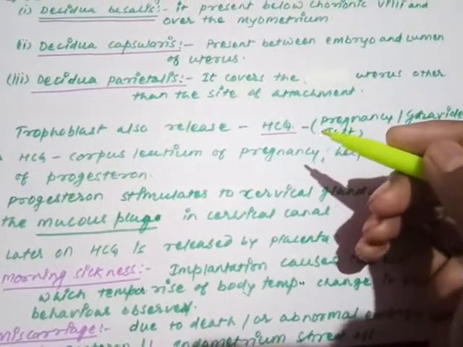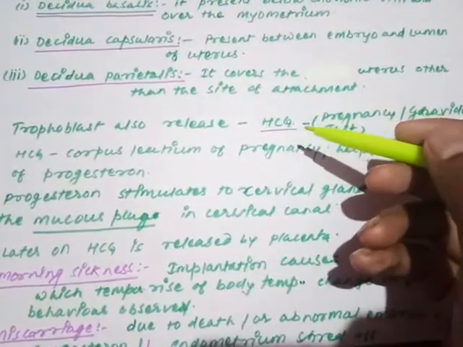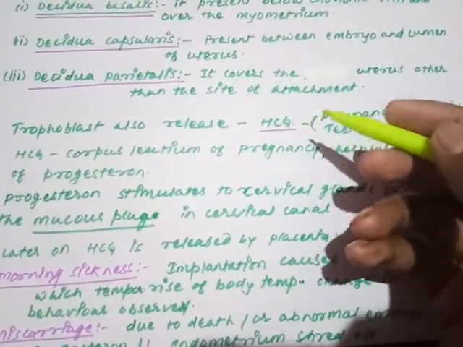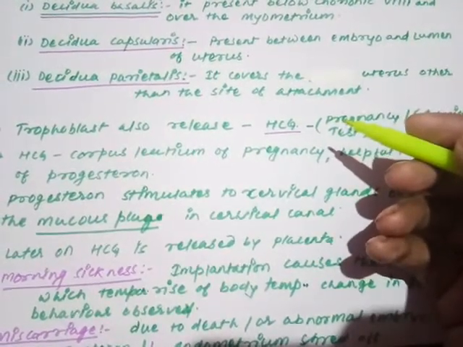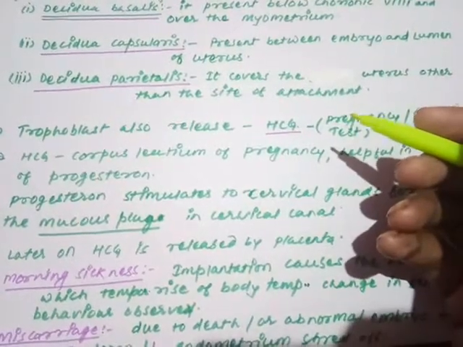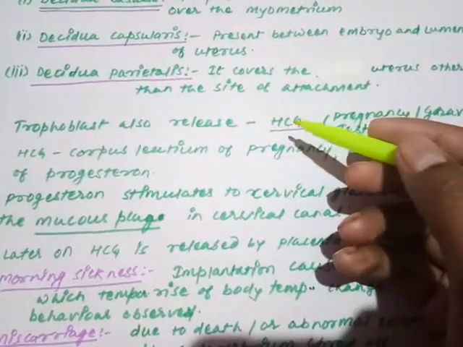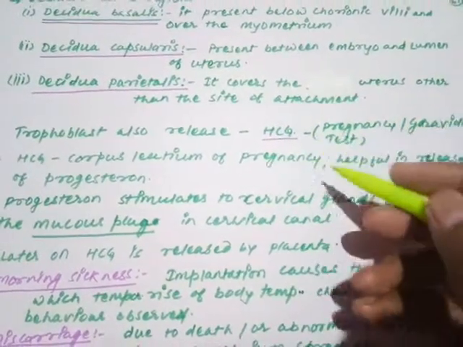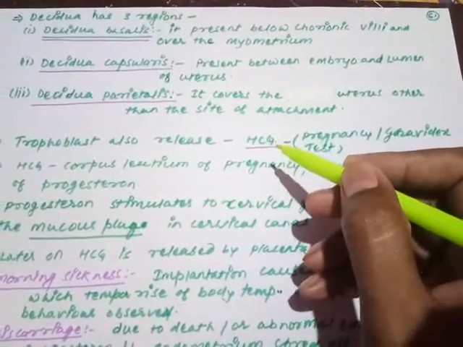Rudimentary chorion means it is also the fetal part of the placenta. So it's going to form the fetal part of the placenta. As we have seen, at the point of attachment the uterus is going to form the uterine part of the placenta, or maternal part of the placenta. That is called decidua, and here the fetal part of the placenta is the rudimentary chorion formed by the trophoblast.